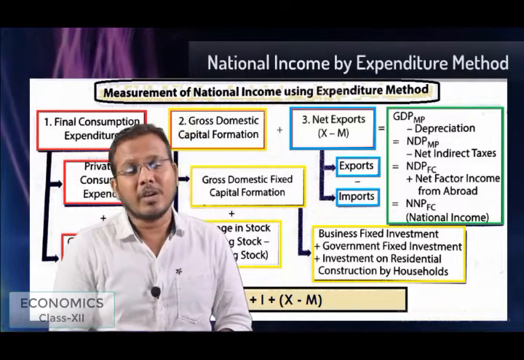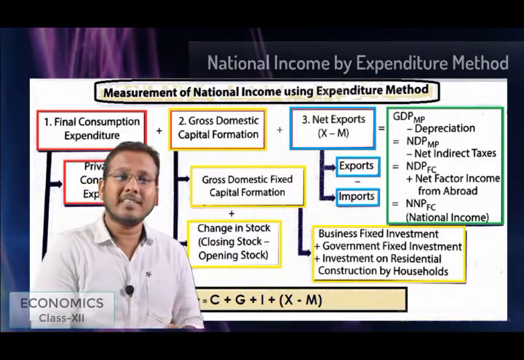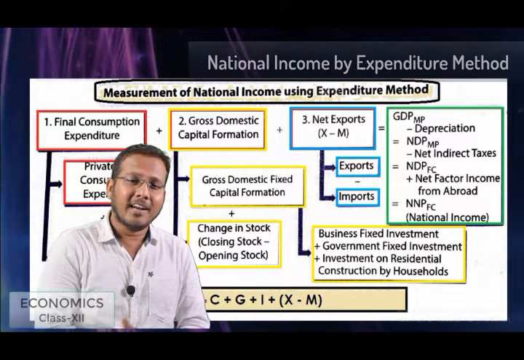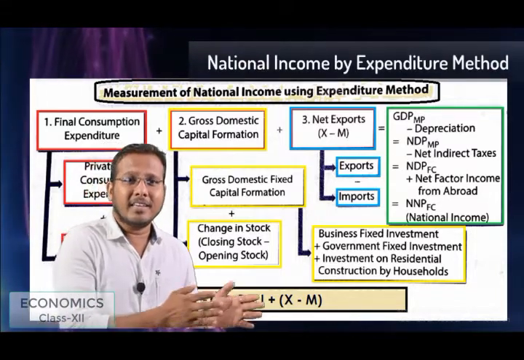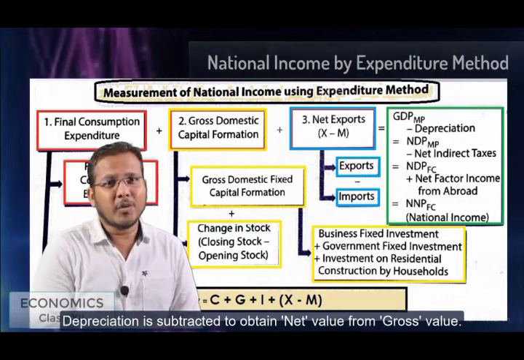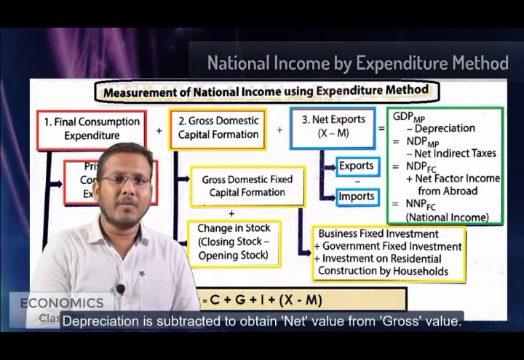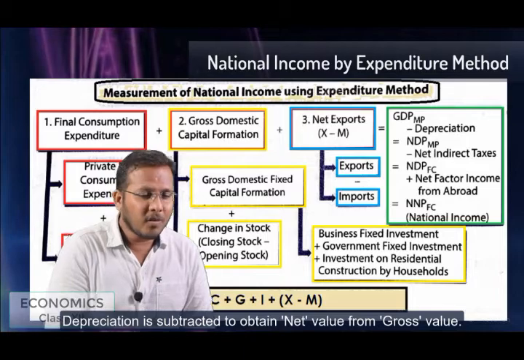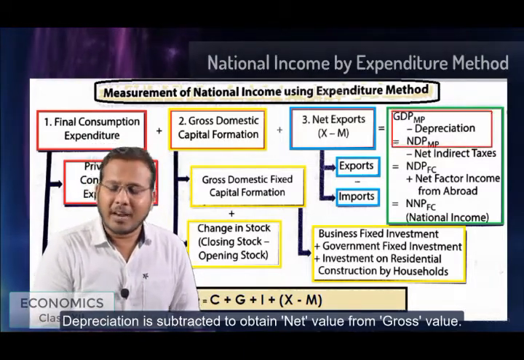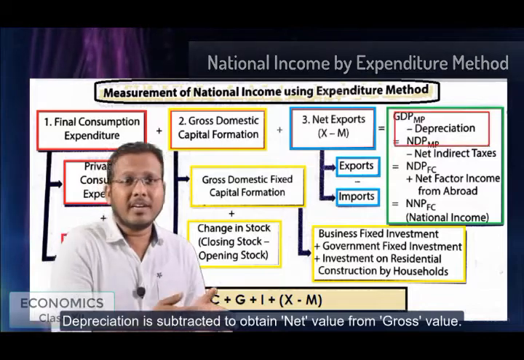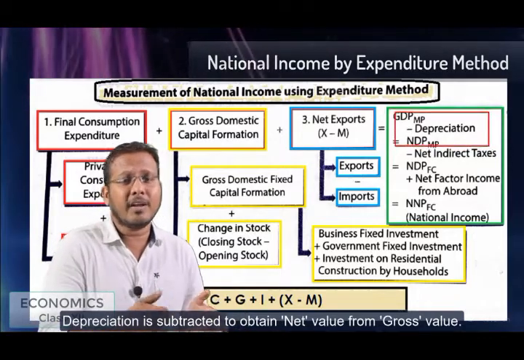Once again I want to recall all the concepts of depreciation, net indirect tax, and the net factor income from abroad. We have studied in the conversion formula that the gross value can be converted into net value by subtracting the value of depreciation. So in the beginning, from the value of GDP at market price, we will subtract the value of depreciation. Then we get the net value, that is NDP at market price.